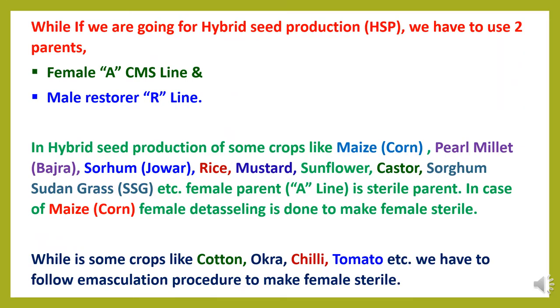In hybrid seed production, two parents are used: first, the female parent, which is the CMS line, A line, and second, the male restorer R line. In hybrid seed production of some crops like maize, corn, pearl millet, sorghum, rice, mustard, sunflower, castor, sorghum Sudan grass, the female parent A line is a sterile plant. In case of maize, female detasseling is done to make the female sterile, while in some crops like cotton, okra, chili, tomato, we have to follow the emasculation process to make the female sterile.